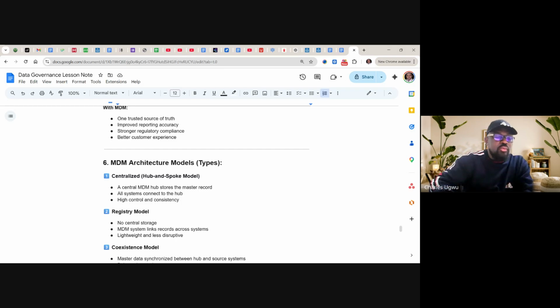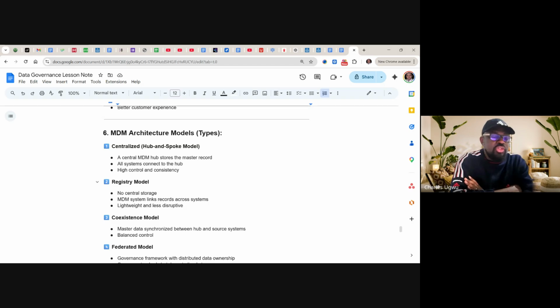We have the registry model, no central storage. You just link records across systems. Lightweight and less disruptive. Then we have the coexistence model, where master data synchronizes between the hub and source systems. Synchronization keeps on going, it takes time, it is not the ideal way. The best is the centralized system.